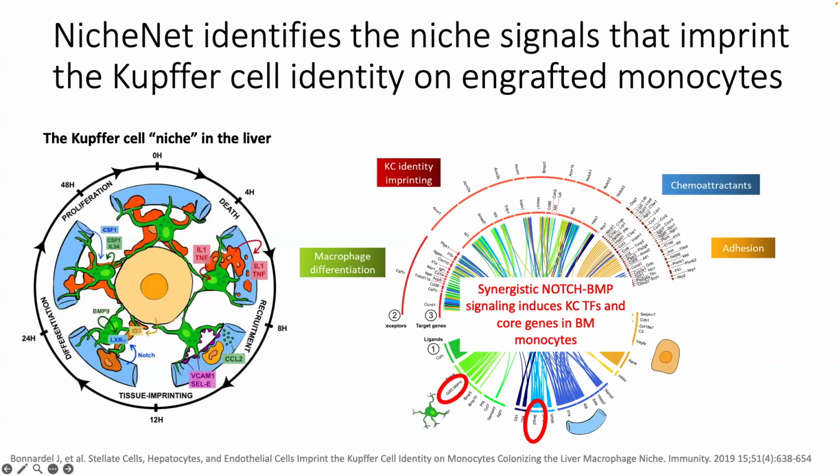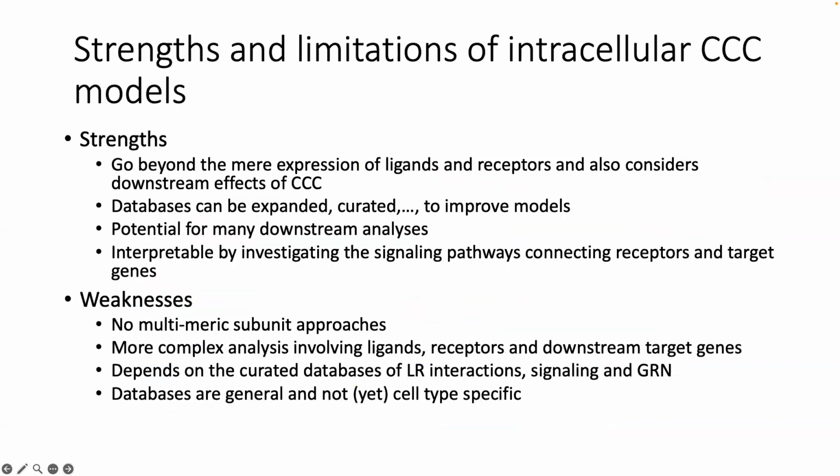We also validated these predictions. We found some new interactions here, right? Also here, these type of tools have some strengths and weaknesses. We go beyond the expression of ligands and receptors and consider downstream effects here. Also there we can improve these prior models and databases. Again, a lot of potential for downstream analysis and more kind of functional insights into how these cell-cell communications are having an effect on the receiver cell.